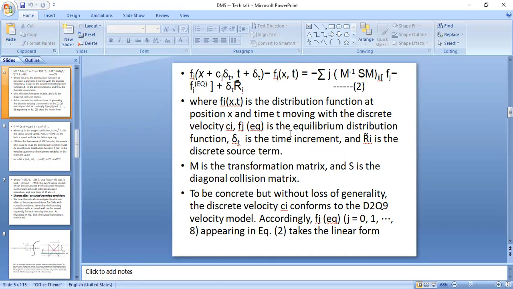fi^eq is the equilibrium distribution function. Δt is the time increment and Ri is the discrete source term. M is the transformation matrix and S is the diagonal collision matrix. To be concrete but without loss of generality, the discrete velocity ci conforms to the D2Q9 velocity model. Accordingly, fj^eq, j equal to 0, 1 up to 8, appearing in equation 2, takes the linear form.